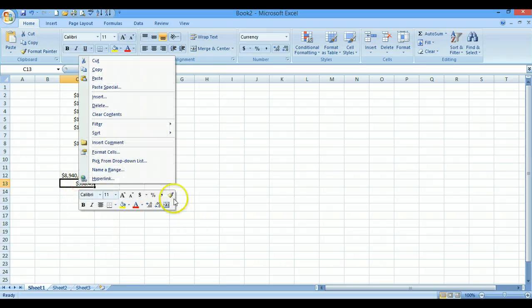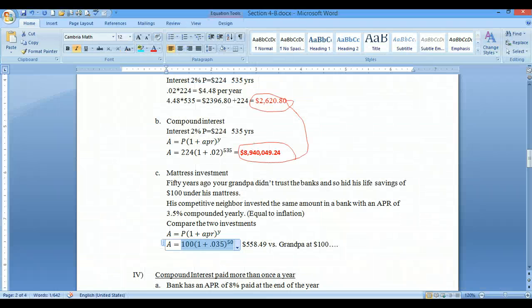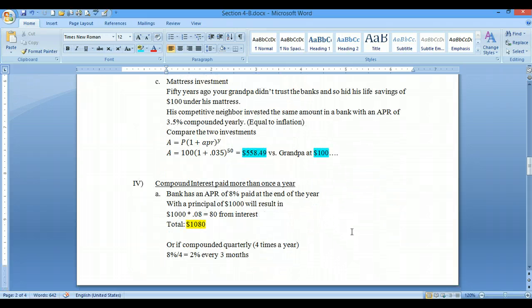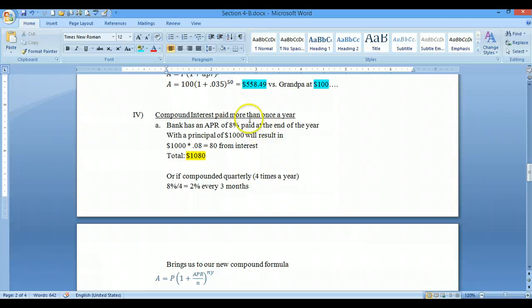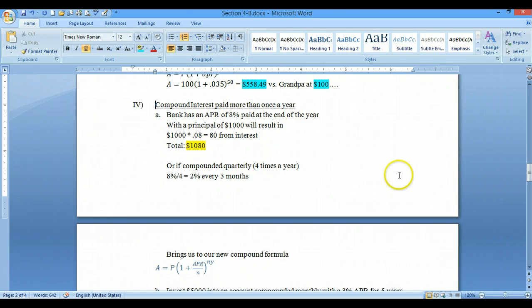So I can copy and paste my answer straight back in, or you can use your calculator, it doesn't matter, which I've already done, $558.49. Again, highlight it in some fashion and maybe make them all consistent. I'm making mine all different because each of you is going to pick something different. And your grandpa's investment is still the $100 that he shoved under his mattress, and therefore the competitive neighbor did better in this case.